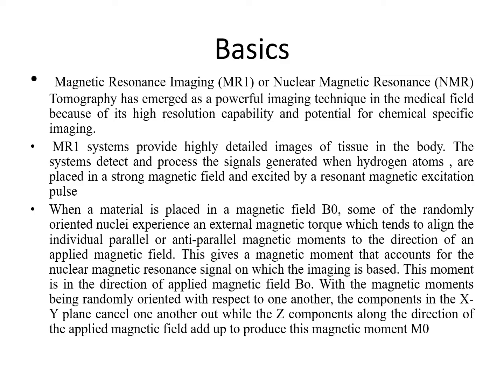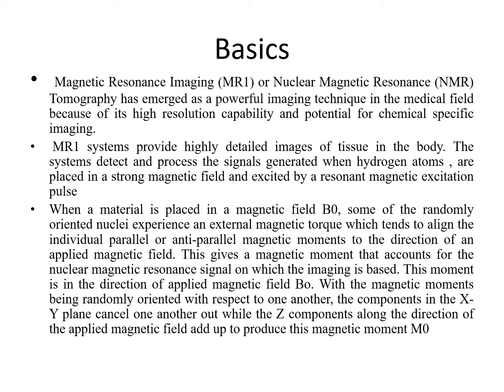The basics. Magnetic resonance imaging, or nuclear magnetic resonance tomography, has emerged as a powerful imaging technique in the medical field because of its high resolution capability and the potential for chemical specific imaging. When a material is placed in a magnetic field, some of the randomly oriented nuclei experience an external magnetic torque which tends to align the individual parallel or anti-parallel magnetic moments to the direction of an applied magnetic field. This gives a magnetic moment that accounts for the nuclear magnetic resonance signal on which the imaging is based.